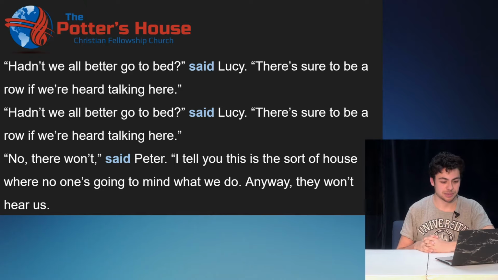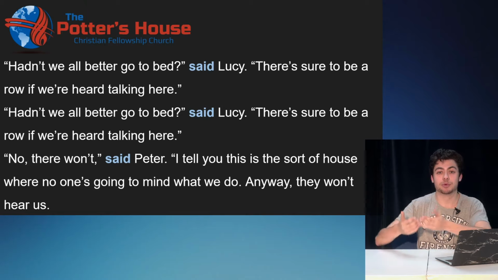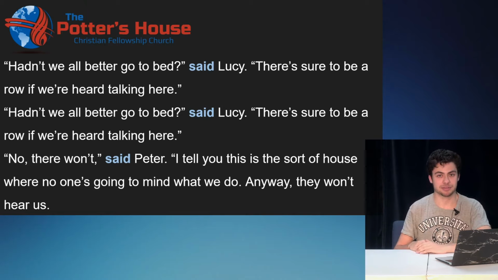It's hard to kind of explain, but "there's sure to be a row if we are heard talking." So basically people will become upset, right? They won't be happy if they're like that. These kids are going to be in trouble, right? There's going to be a row. The adults are going to get upset, is what she's expressing here.